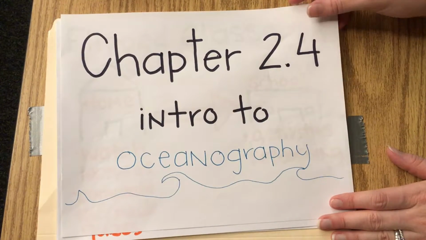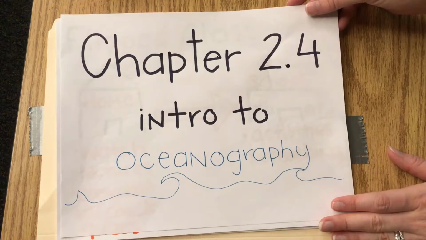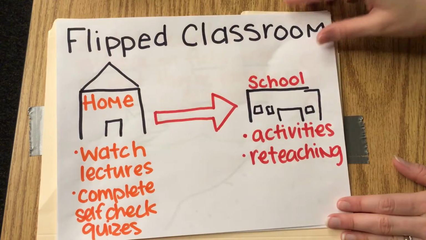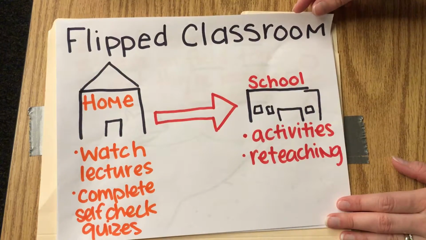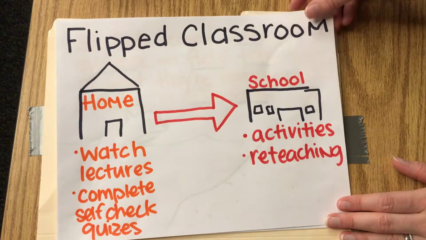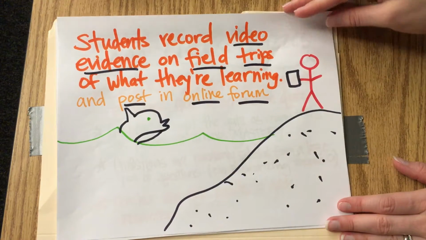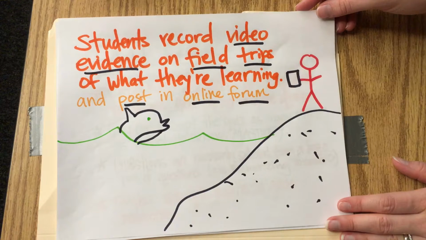Another example, Intro to Oceanography, a college course. It's a flipped classroom where all the learning is done at home independently on students' own time. School is for activities, practice, and reteaching. Students take field trips and use their own devices to record evidence of what they learned and their reflections. They can post those in an online forum.